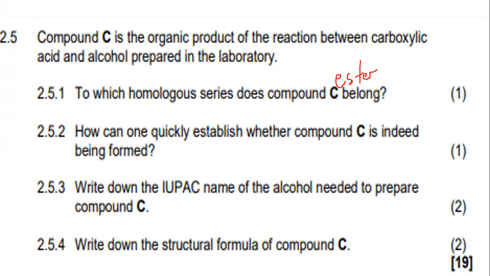How can you quickly establish whether compound C is indeed formed? If we are doing the experiment in the lab, then we will get that by smell. An ester has a characteristic, pleasant smell. So by that scent, we would know that, yes, there was an ester. It has a good smell, fragrance, the one that we get in our perfumes, or similar to the one we get in flowers. So we'll get this by a pleasant smell.